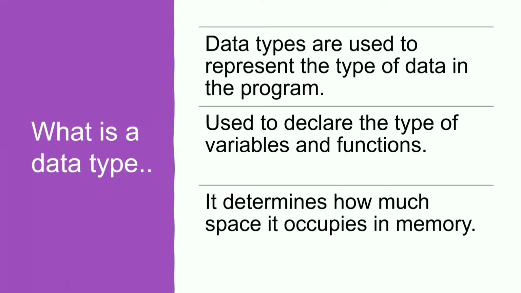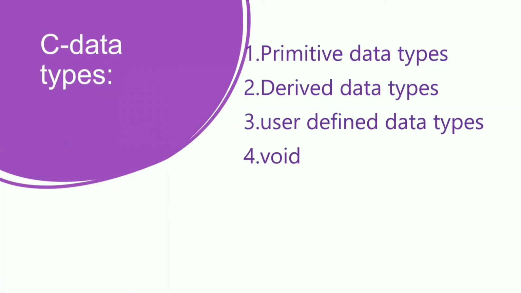So basically, a data type is used to define the type of the data we are going to use, or a data type is used to declare the type of variables and functions, as it is the factor to determine how much space it will occupy in the memory. It plays a very key role in the program. There are four different kinds of data types in C. They are primitive data types, derived data types, user-defined data types, and void.